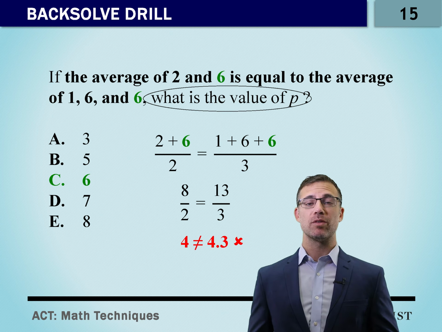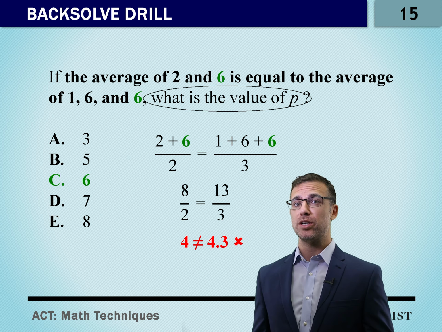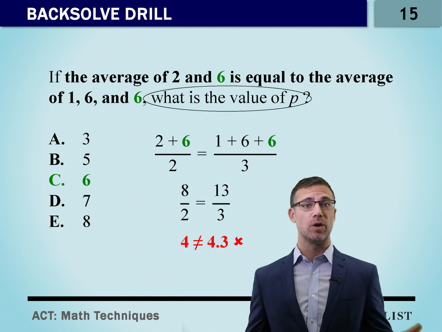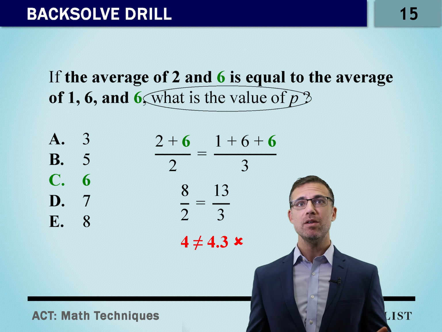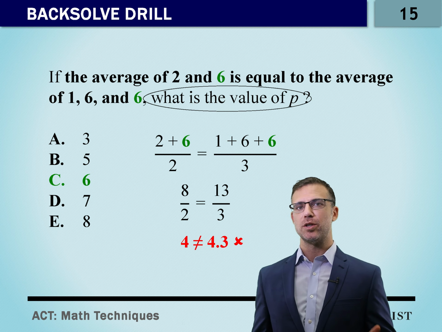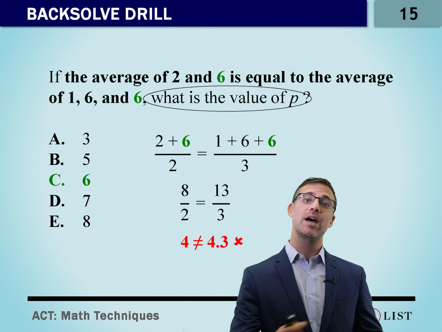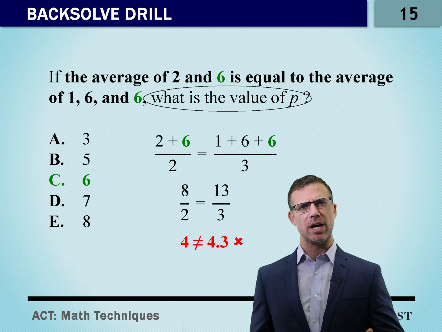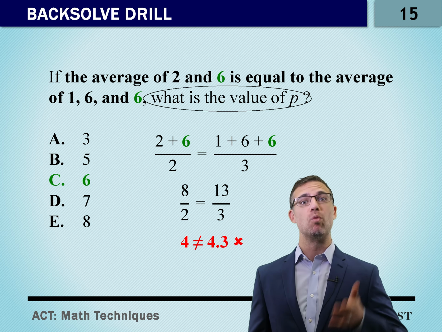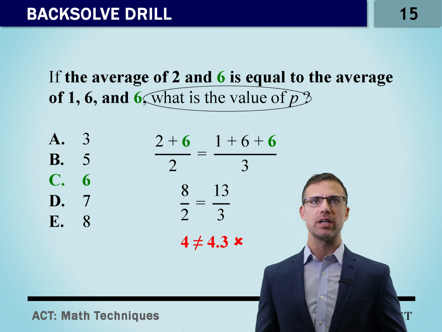What I can tell you, however, the great thing about Backsolve is if you go in the wrong direction, you will see those two numbers diverge and get further apart. So even if you go towards A and don't get your answer, you'll see that the 4 and the 4.3 get further apart, so all you have to do is turn around and go the other direction. Remember, this is the great value of Backsolve. You can't mess it up. One of them has to work. So let's take a look at D.